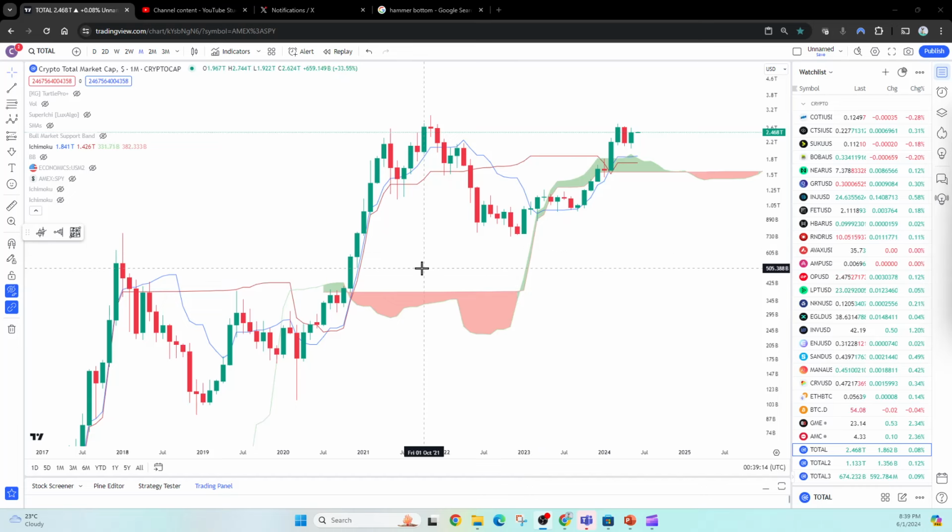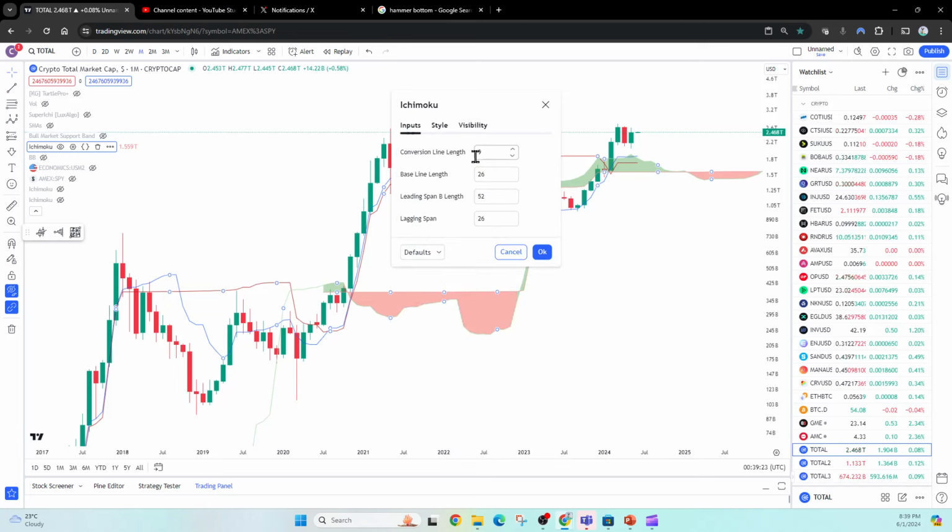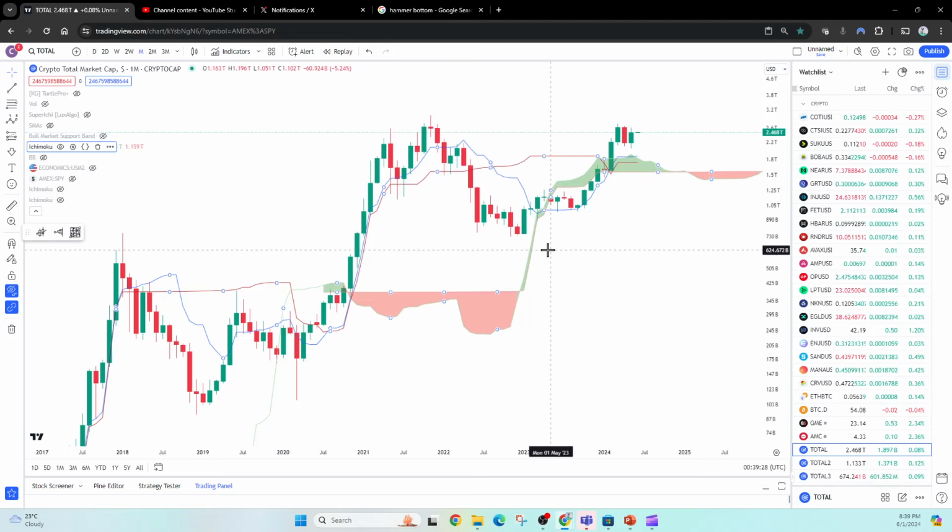I generally just use the basic setting that they give me. I don't like to change settings just to fit my bias. So I generally use the usual setting that they give me, which is going to be the 9, 26, 52, and 26. Lagging span, again, I don't really use. But the key thing here is you can see that you're at a bullish cross of the Tenkan over the Kijun, leading line crossing over the lagging line.